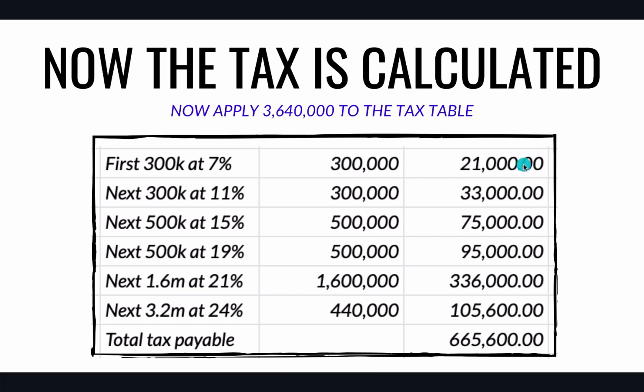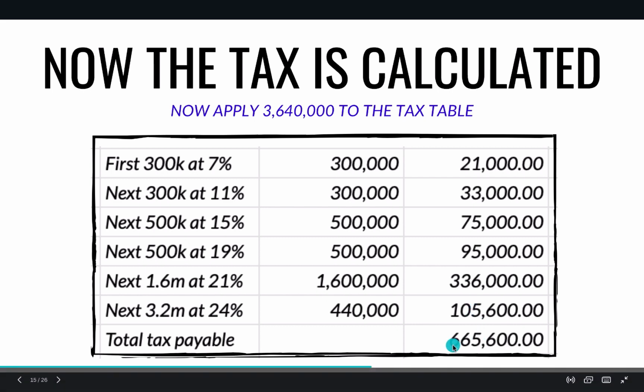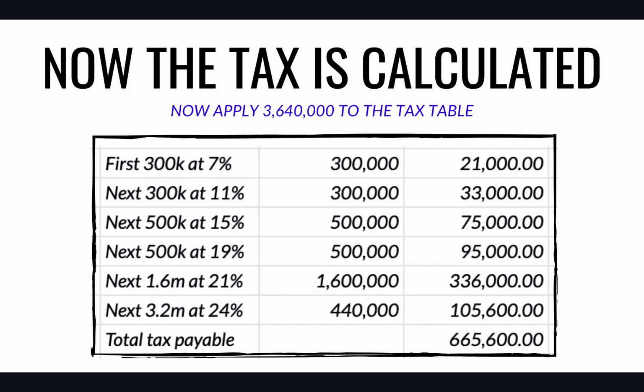Then you will add up 21,000 plus 33,000 plus 75,000 plus 95,000 plus 336,000 plus 105,600, and you will get 665,600. This is Adobe's tax for the year, 665,600. You can stop this video and play it back again so that you understand exactly how this calculation was done. So this brings us to the end of step number 2. I'll see you in step number 3.